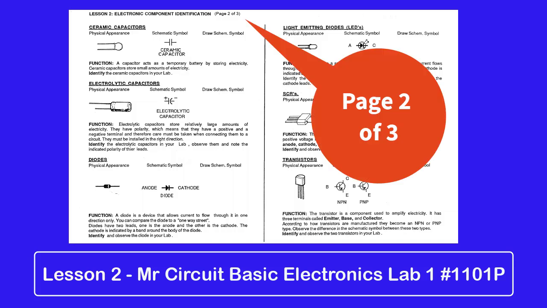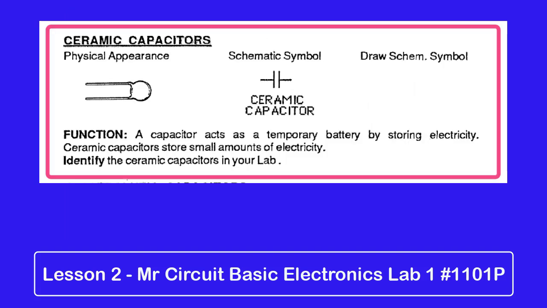Now go to page 2 of 3 of the electronic component identification. You'll notice at the top on the left that we talk about ceramic capacitors. You can see they're just a little capacitor that has 2 leads sticking out of it. You can see its schematic symbol. I want you to draw the schematic symbol on your page. The function of a capacitor acts as a temporary battery storing electricity. Ceramic capacitors store small amounts of electricity. Identify the ceramic capacitors in your lab.